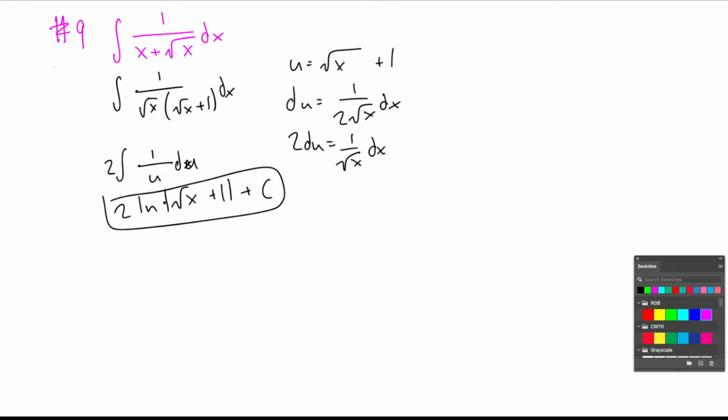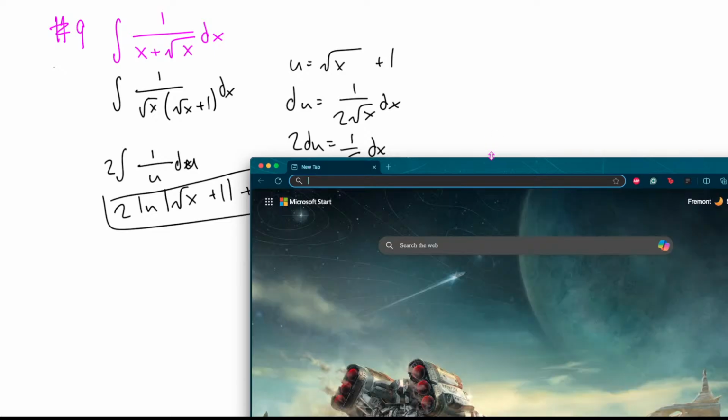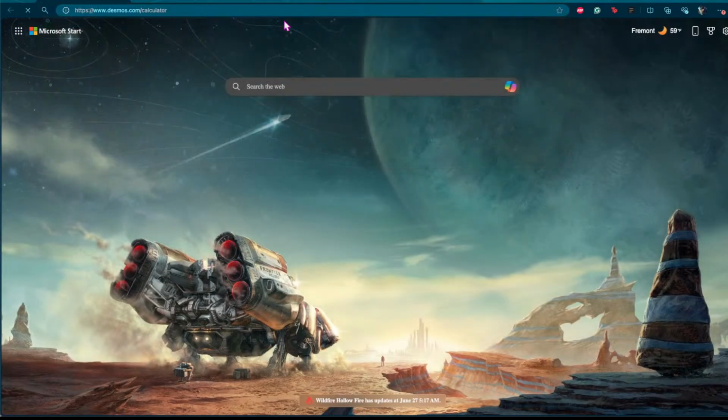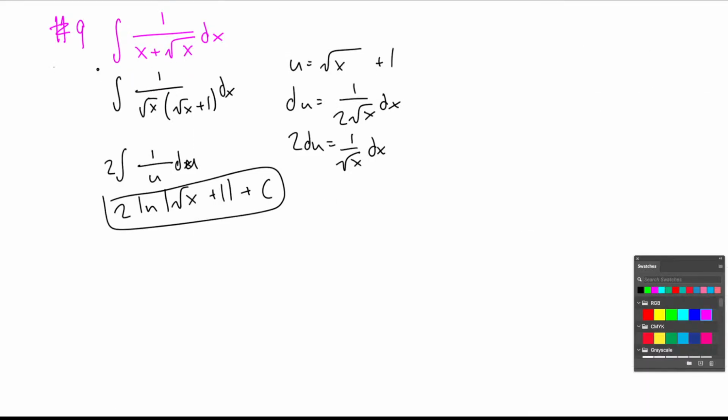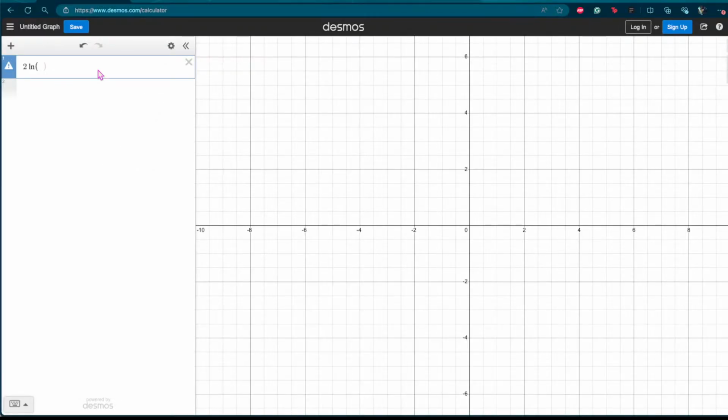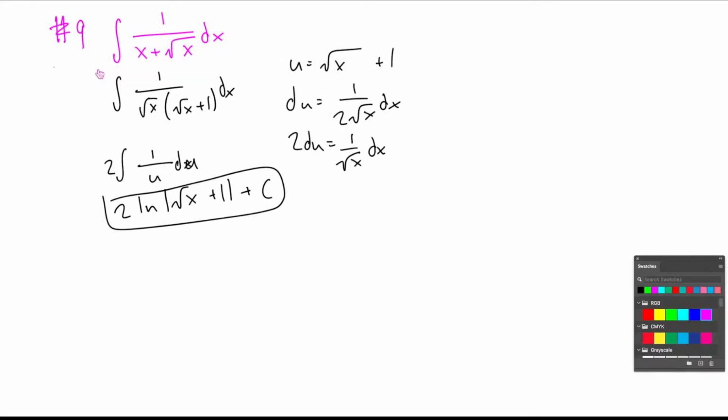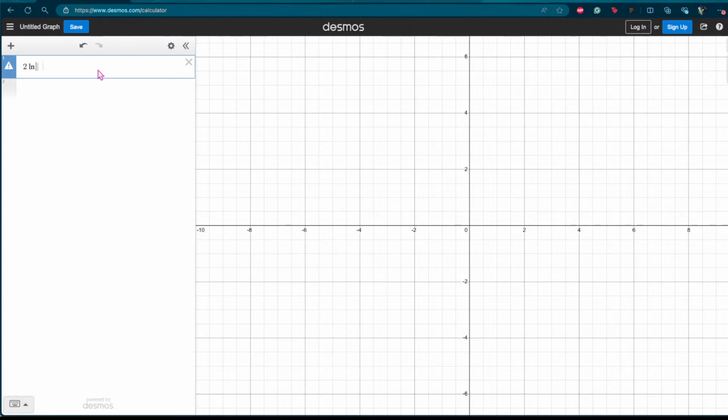And to think I did all of this. Let's check actually. Let's check on a graph. Desmos. Oh, did we get 2 natural log of... Okay, it's absolute value. Absolute value, square root x plus 1. Okay. Great.